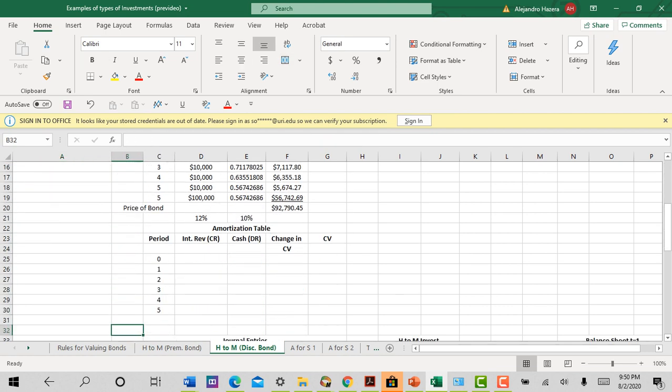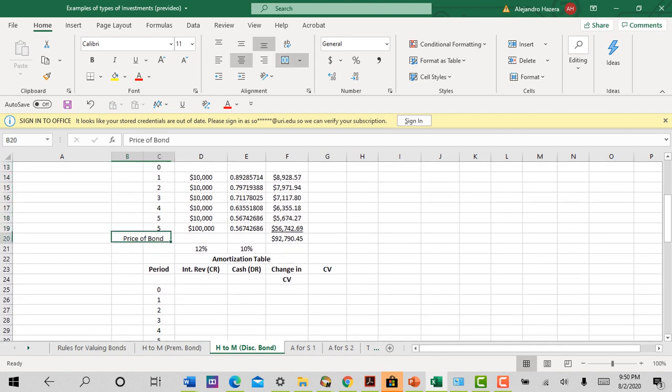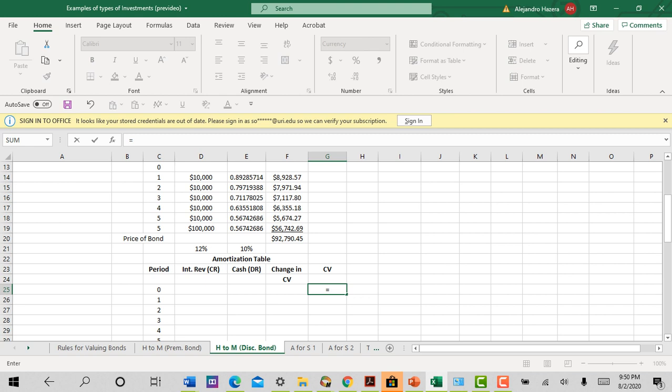Okay, so let's go ahead and finish our amortization table. The amortization table mechanics are exactly the same as in the previous example. The only thing that differs is that you're working up towards the face value rather than down. Okay, so let's go ahead and start. As always, the initial carrying value of the bond at time period 0 will be the price.